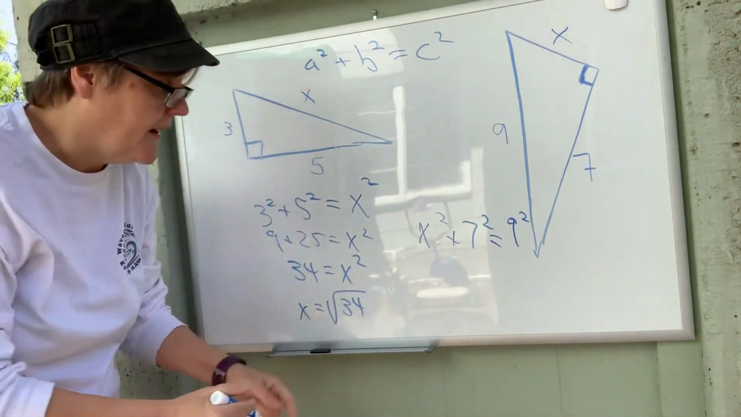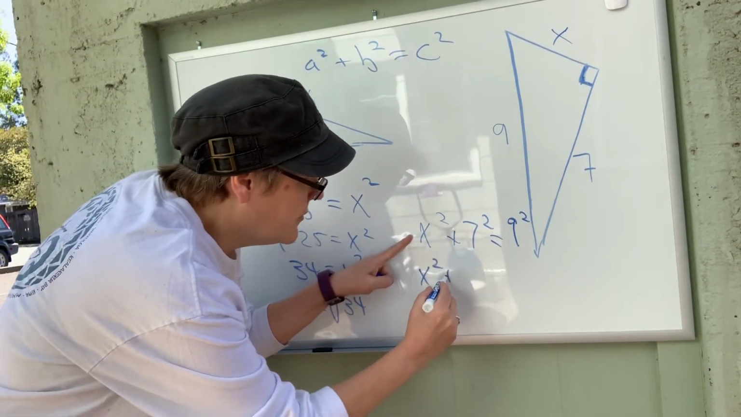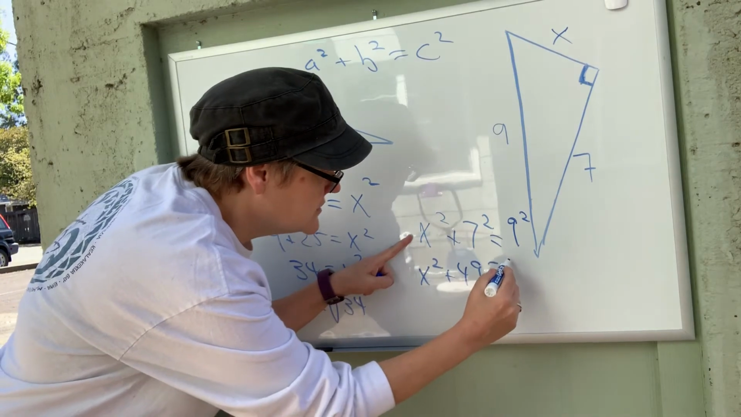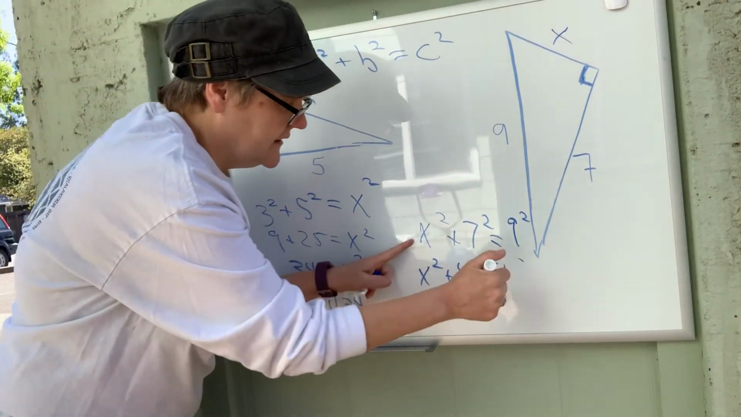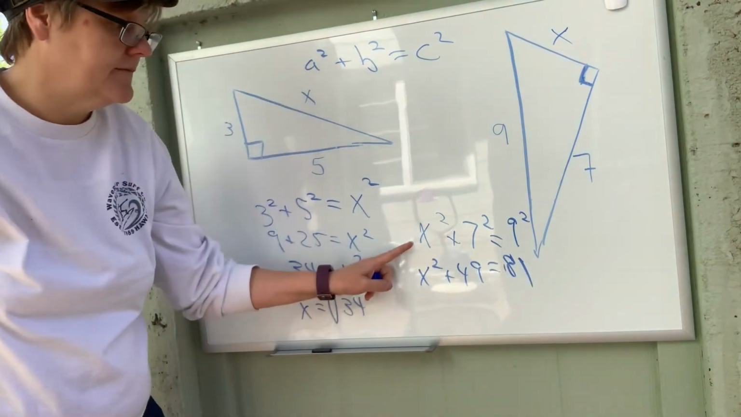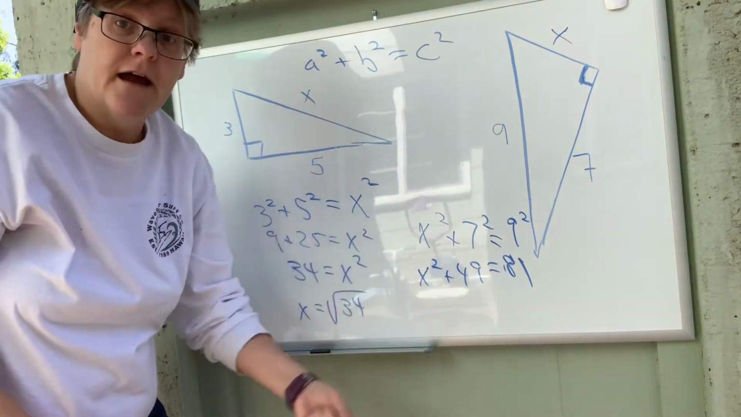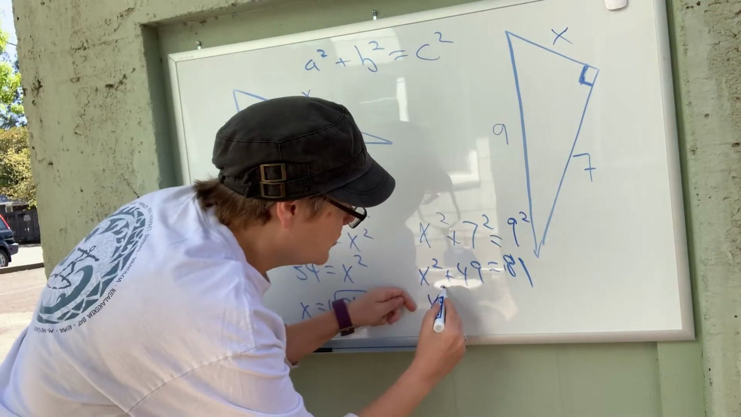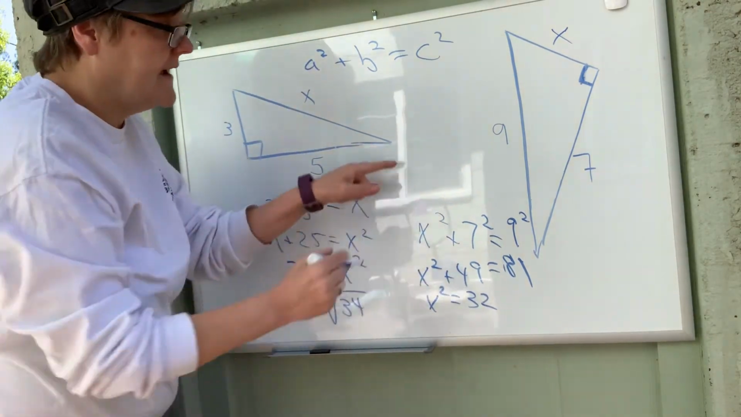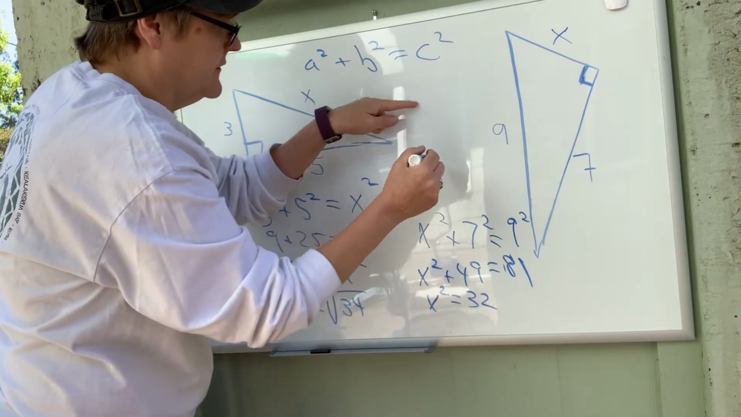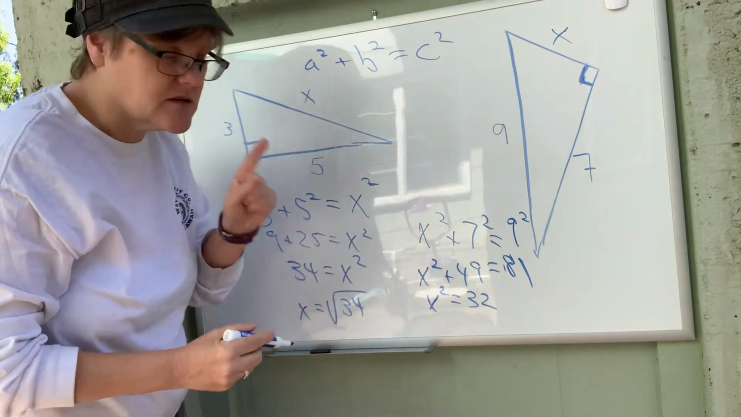And now I just do the math. X squared plus 49 is equal to 63. Not 63, that's silly. 81. Subtract 49 from both sides. X squared is equal to 32. Take the square root of both sides, and I'm going to write it right here because I've got a space and my board is small.